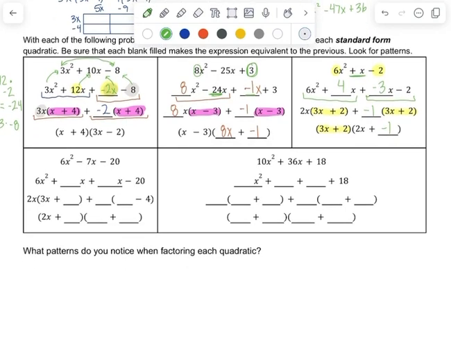Okay, on the next one, 6x squared minus 7x minus 20. 6x squared is the same as it was before, minus 7x minus 20. So 6x squared, or 6 times my negative 20, I'm trying to come up with two numbers that will multiply to negative 120, but add to negative 7.